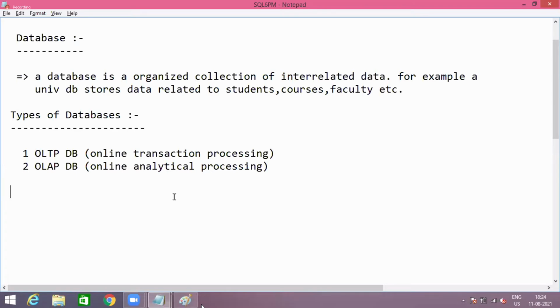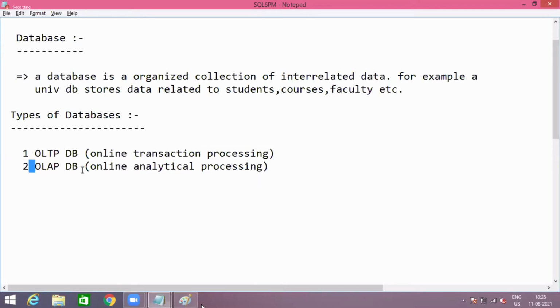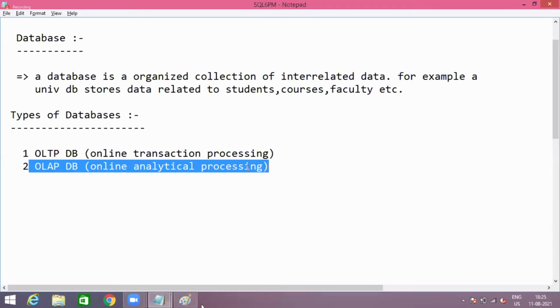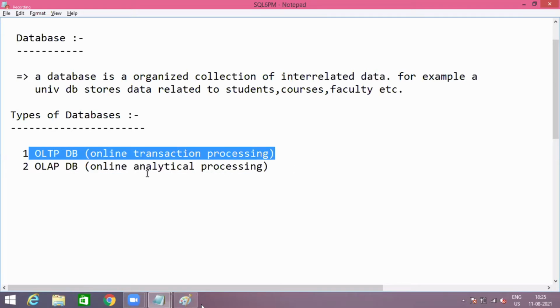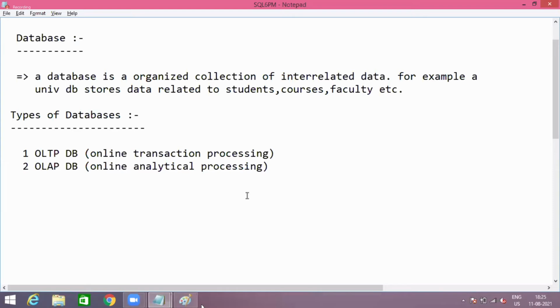Based on the analysis, they take decisions. So OLTP is for running the business, and OLAP is for analyzing the business. Nowadays, not only running the business is important, analyzing the business is also important. So that is the reason.